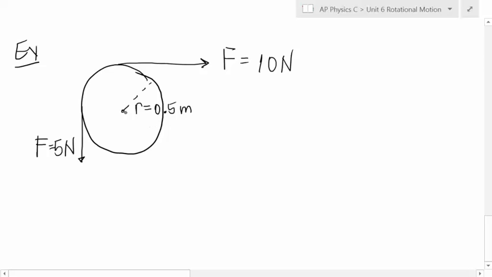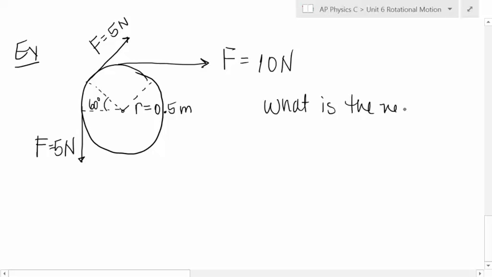And then you've got a force that is up here at an angle of 60 degrees and directed this way, and it is also 5 newtons. So what is the net torque on the disc?